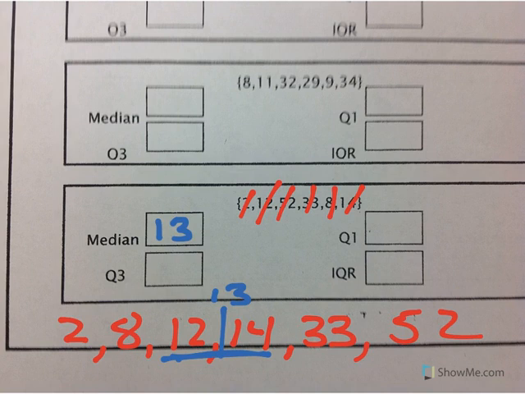When I look at the bottom half, I do not count my median. So I got 3 numbers. The lower quartile is 8. When I look at the top half, again, I don't count my median. My upper quartile is 33. So to find that IQR, the interquartile range, I take 33 and I minus 8. And that gives me 25, so that's my middle 50% of my data. So the interquartile range is the middle 50%.